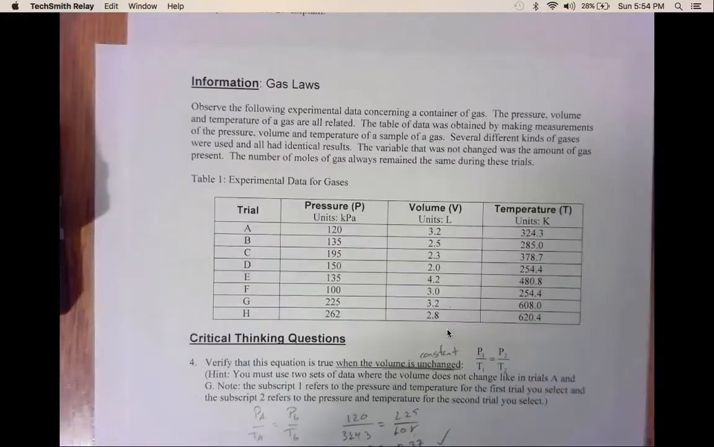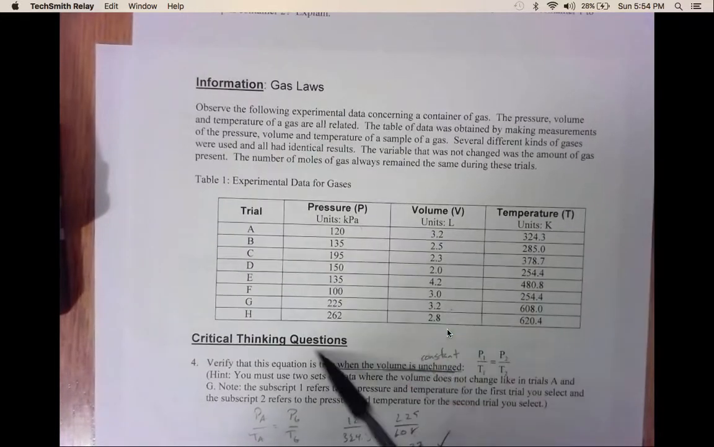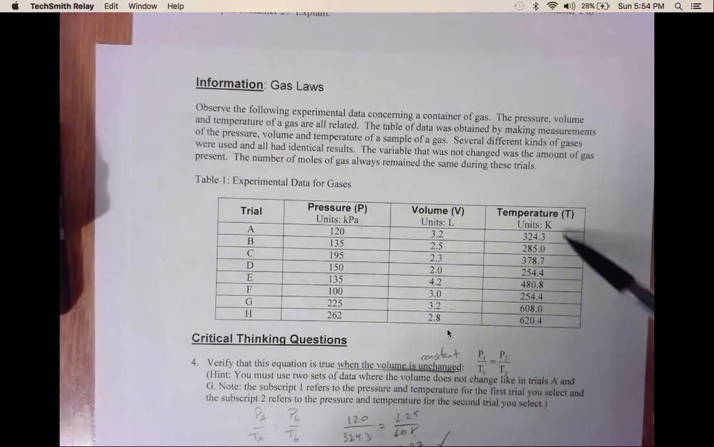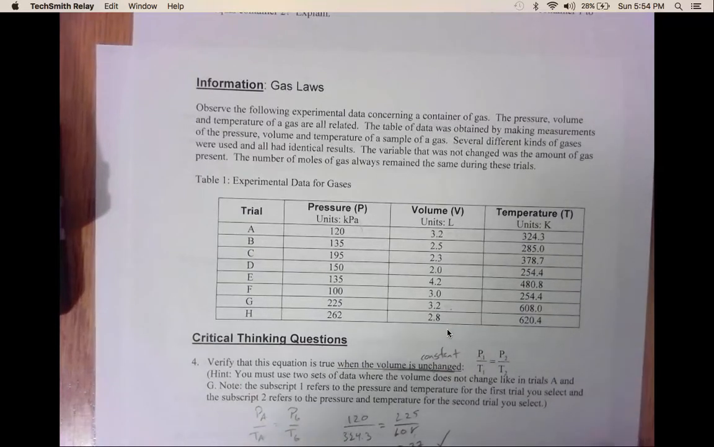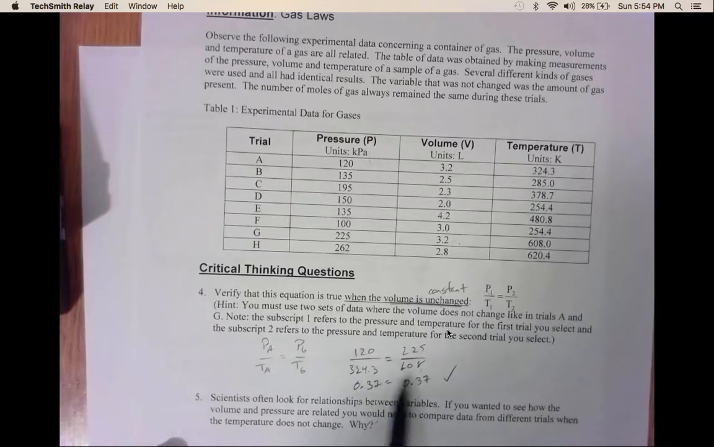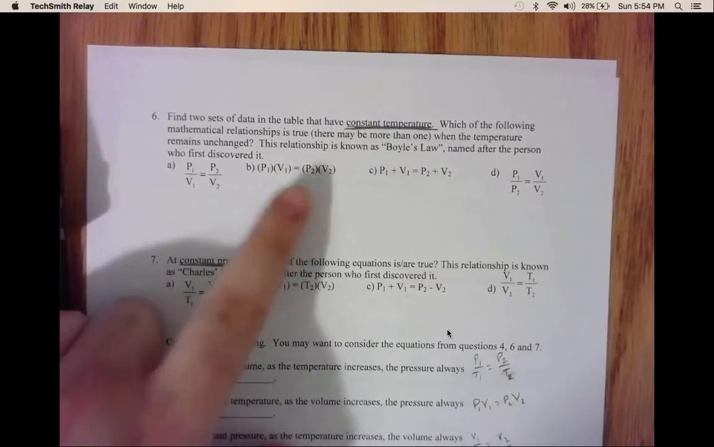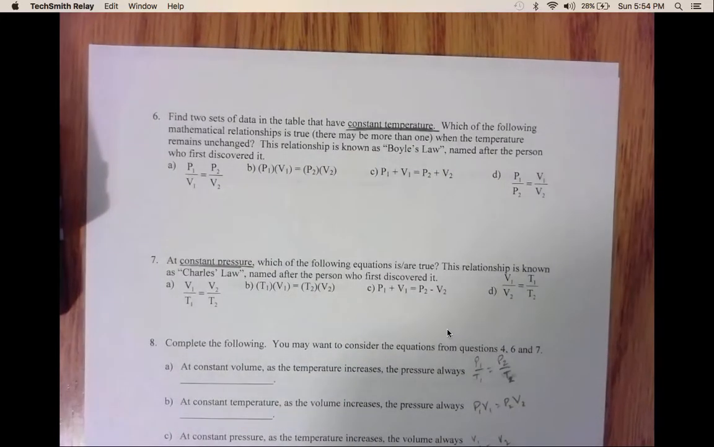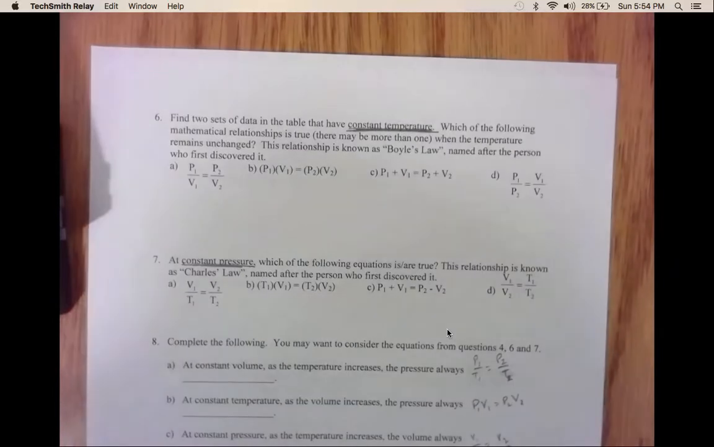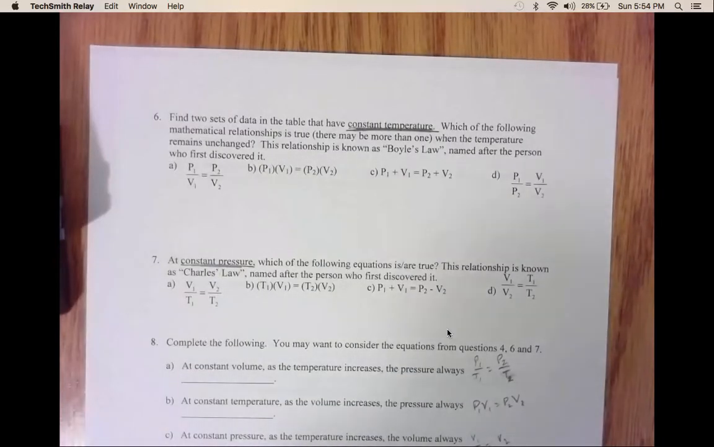So you need to look through these trials. Which 2 trials have constant pressure? Which 2 trials have constant temperature? Then, just like I did here, you need to plug the values in until one of the equations I've given you matches up. This is how scientists figure out mathematical relationships. They just plug values in and try new things until stuff works out.